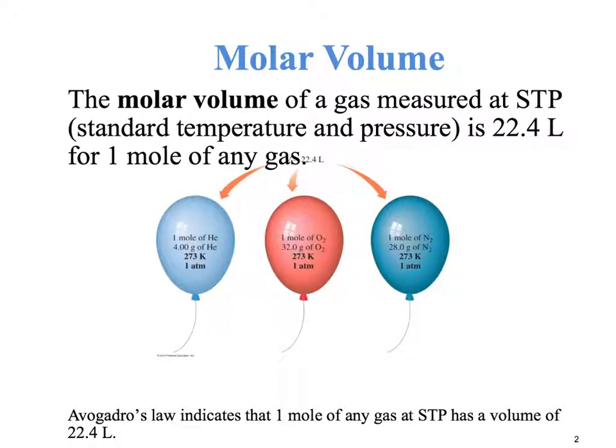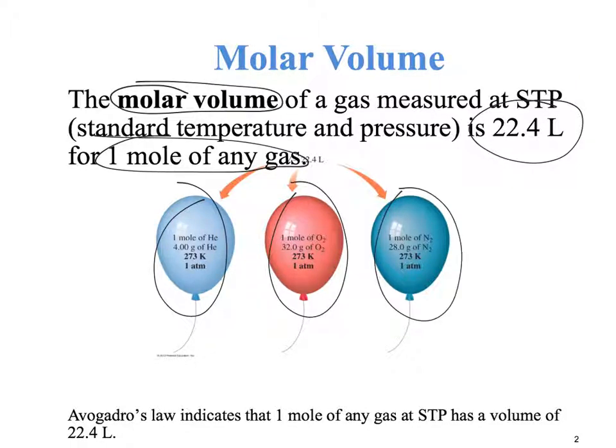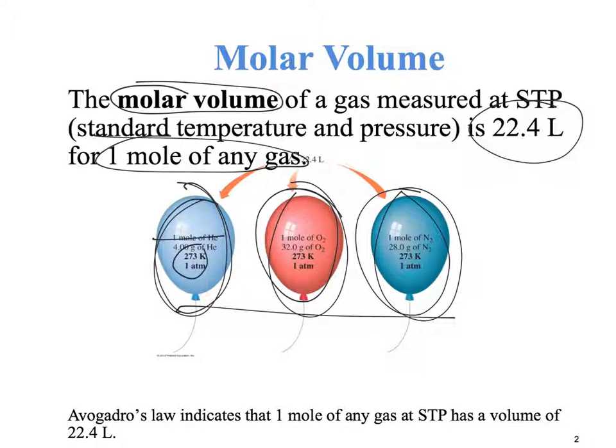At STP, we have a particular volume for 1 mole of gas. If we have 1 mole of gas under STP, they will all occupy 22.4 liters. The only difference if we have different gases will be the mass. 1 mole of helium at STP will be 22.4 liters, but the mass will be 4 grams. For oxygen, it will be 32 grams, and for nitrogen, 28. All these balloons are 22.4 liters.